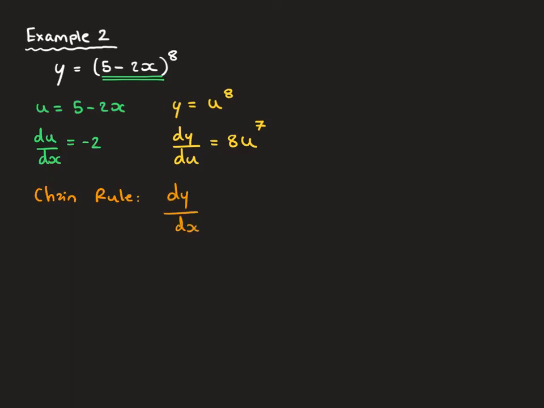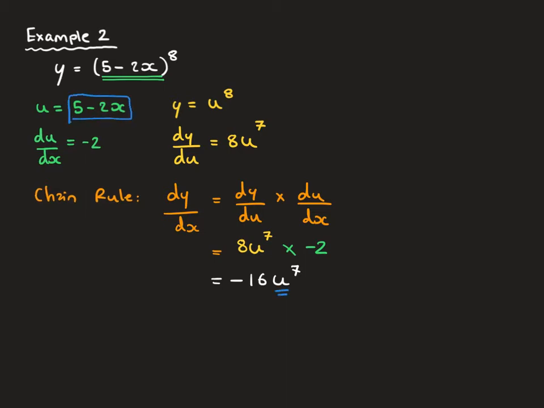Now, coming back to the chain rule, again, dy by dx is equal to dy by du multiplied by du by dx. And then let's put together the constituent parts of this. dy by du is 8u to the power of 7, and we're then multiplying by du by dx, which is negative 2. What do we then have as the answer? Negative 16u to the power of 7, but we need to remember that u is 5 minus 2x, so we want to express the final answer as negative 16, 5 minus 2x to the power of 7.